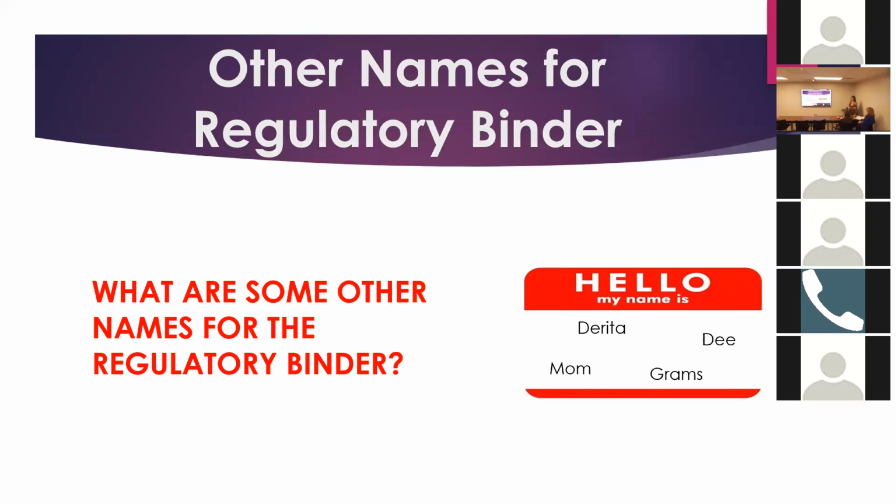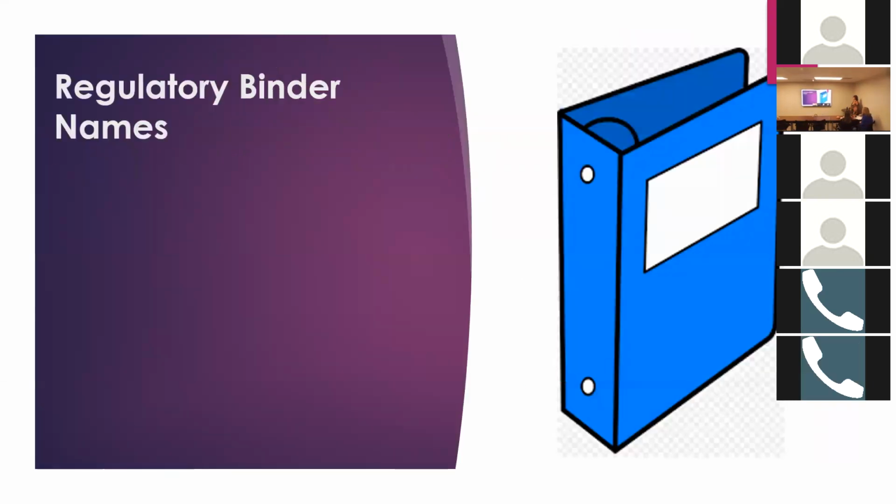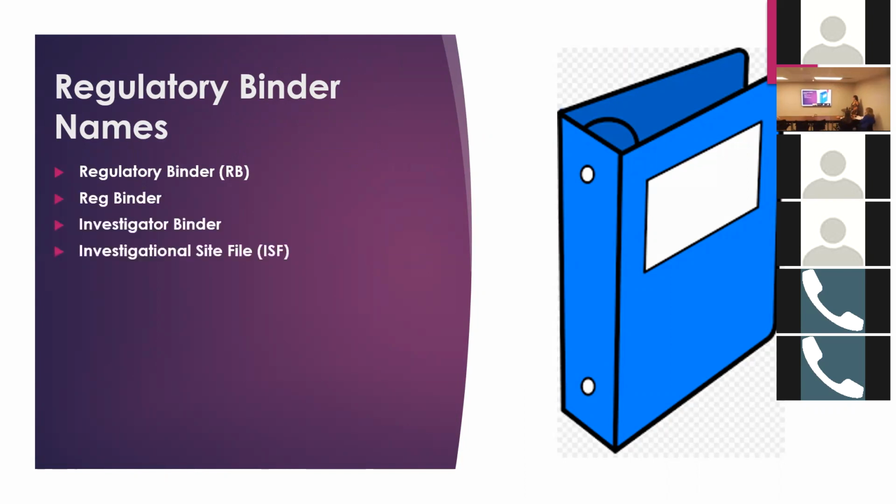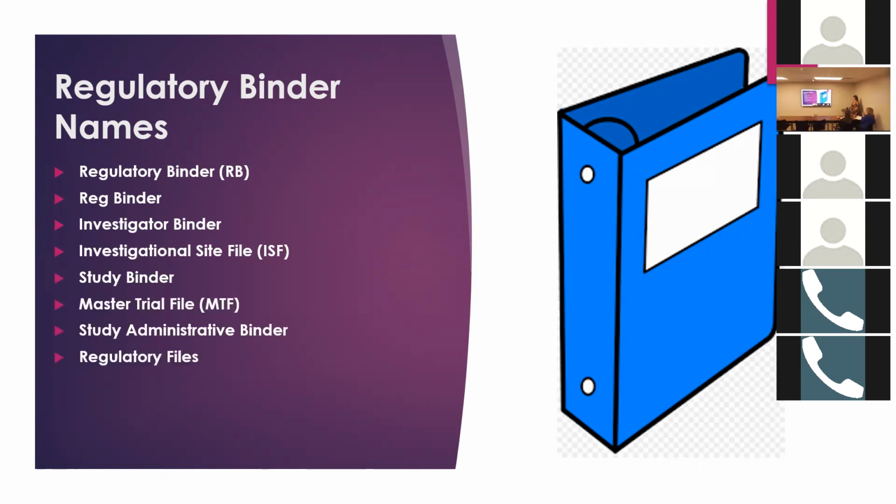Investigator site file. Anybody else? Lots of different names, all meaning the same thing. So here are some: regulatory binder, reg binder, investigator binder, investigator site file, like Misha said, study binder, master trial file, study administrative binder, regulatory file, study file, trial master file. There are a lot of different names, but it all means the same thing.